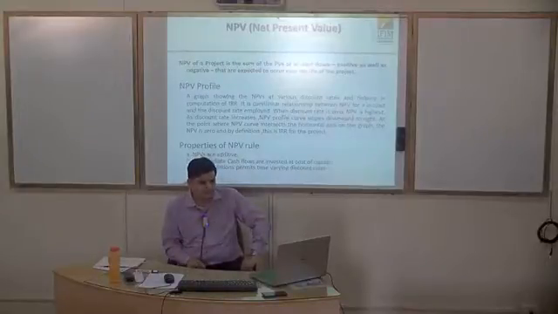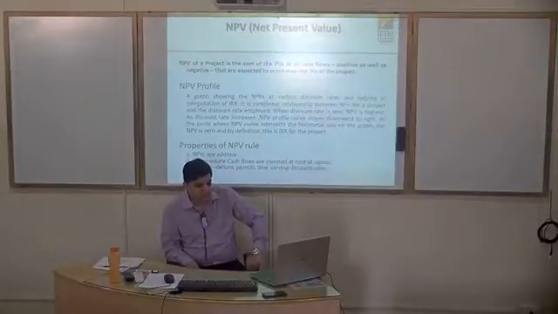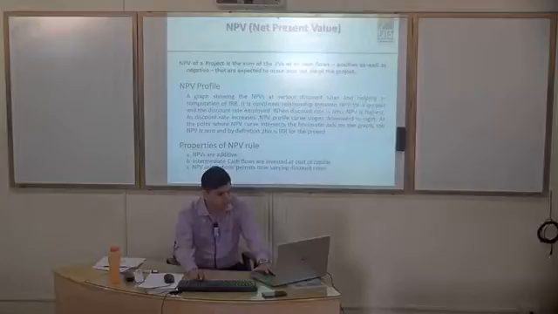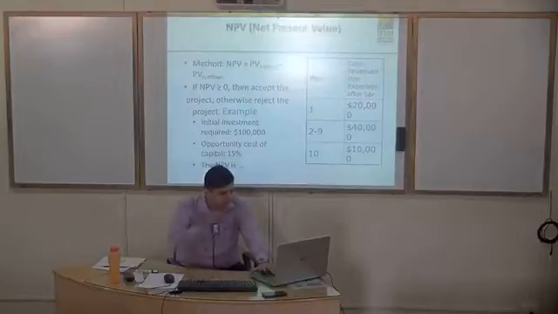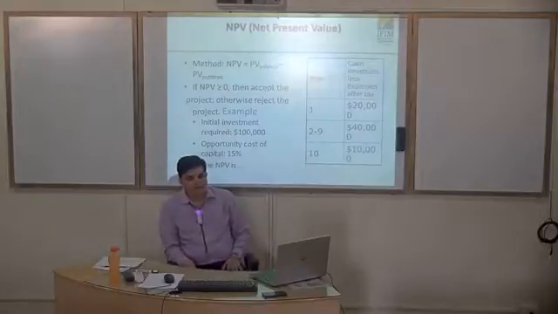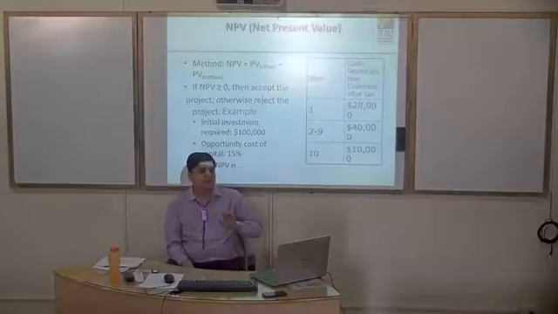Properties of NPV: NPVs are additive, intermediate cash flows are invested at cost of capital, and NPV calculations permit time varying discount rates. Net present value, we have an example here. Method: NPV equals PV inflows minus PV outflows. If NPV is more than or equal to 0, then accept the project, otherwise reject the project. There is an example given here.